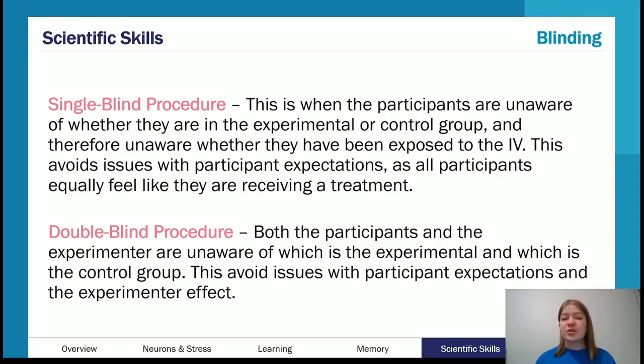What you really want to make sure of is that anyone who's interacting with the participants or who is responsible for judging them, particularly when you have something quite subjective going on with interpreting behavior, for example, that they don't know who is in what group, so that they're not being biased.